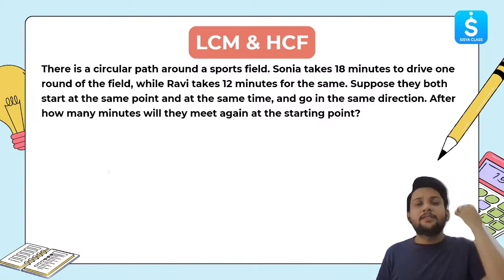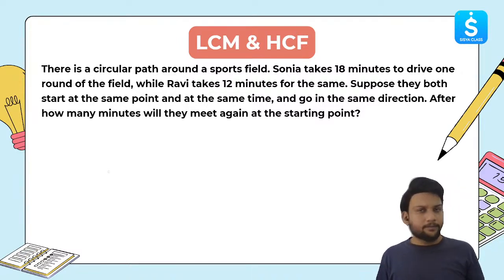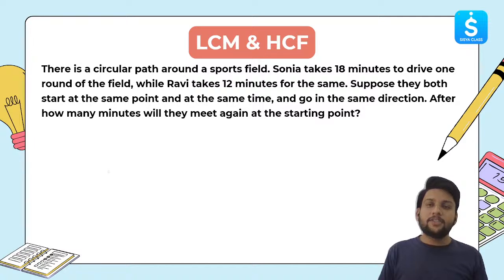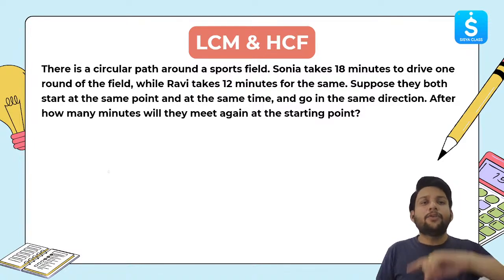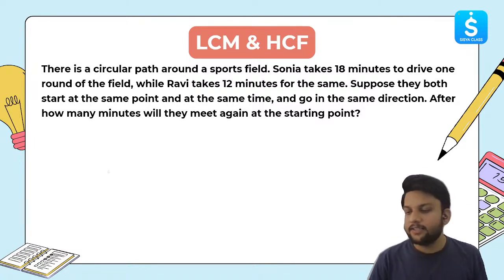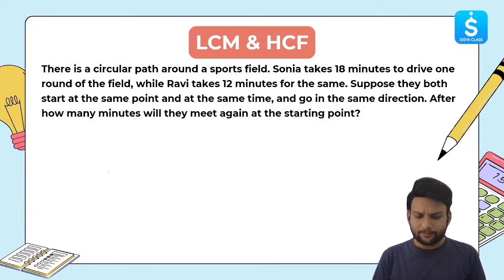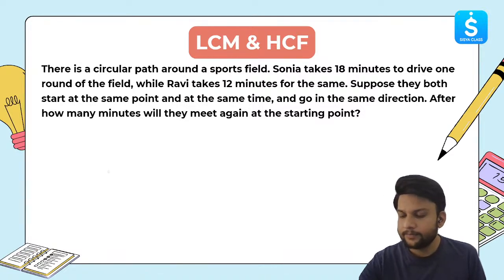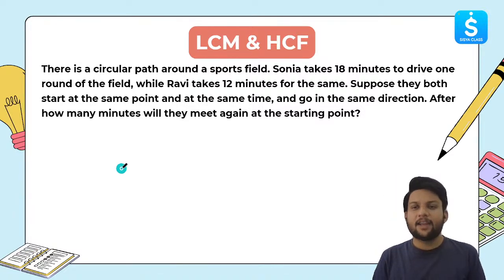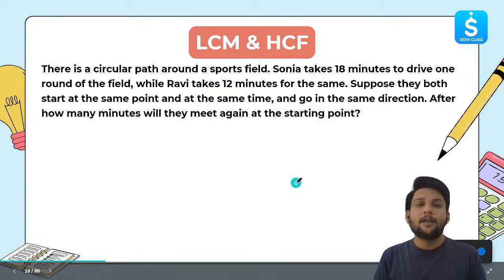It is showing that there is a circular path around a sports field. Okay, we have Sonia, who is taking 18 minutes to drive one round of the field. See, if I'm just randomly trying to read this, it will not make sense. What I have to do is make a diagram. A memory diagram also will work, but it is better to draw it.